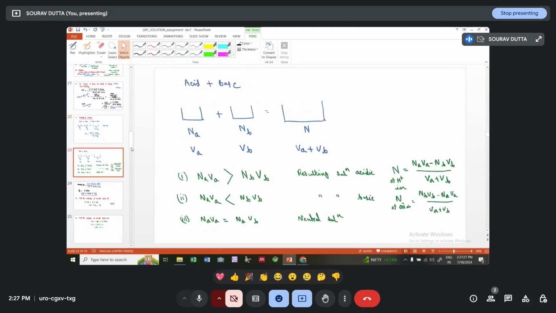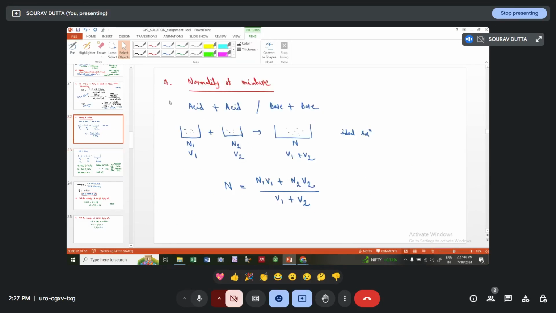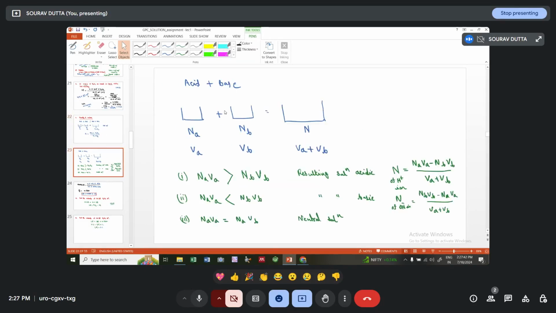Now you can ask: if one solution is an acid and the other is a base, then what will be the result? In our previous example, both were acids or both were bases. But in this particular example, I am taking one acid and one base. You know that when an acid reacts with a base, a neutralization reaction takes place.